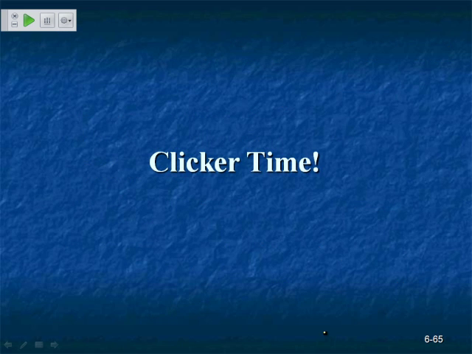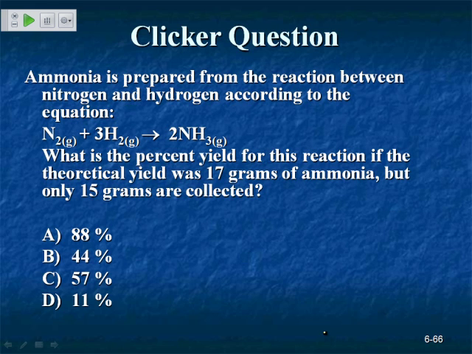All right, let's have a clicker question on percent yield. And here is the easiest question of this chapter. Ammonia is prepared from the reaction between nitrogen and hydrogen according to the equation. What is the percent yield for this reaction if the theoretical yield was 17 grams but only 15 grams are collected?